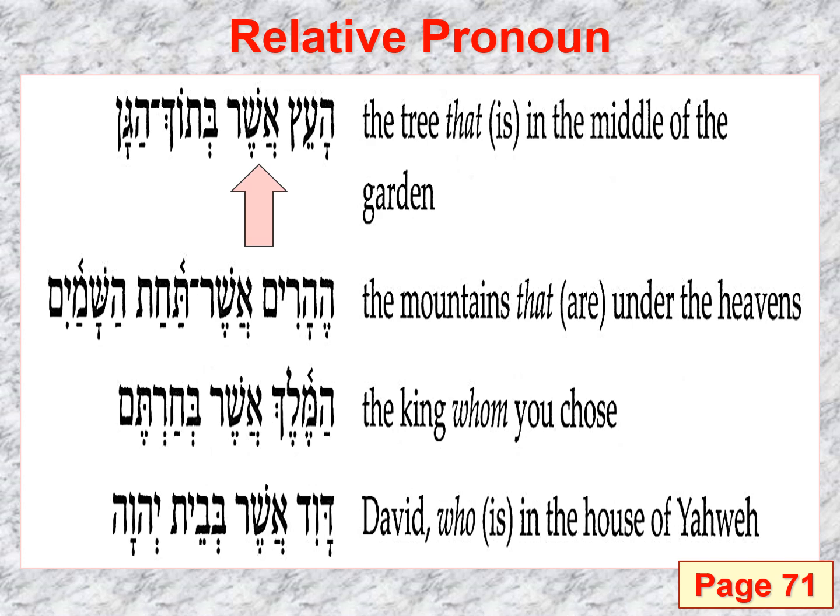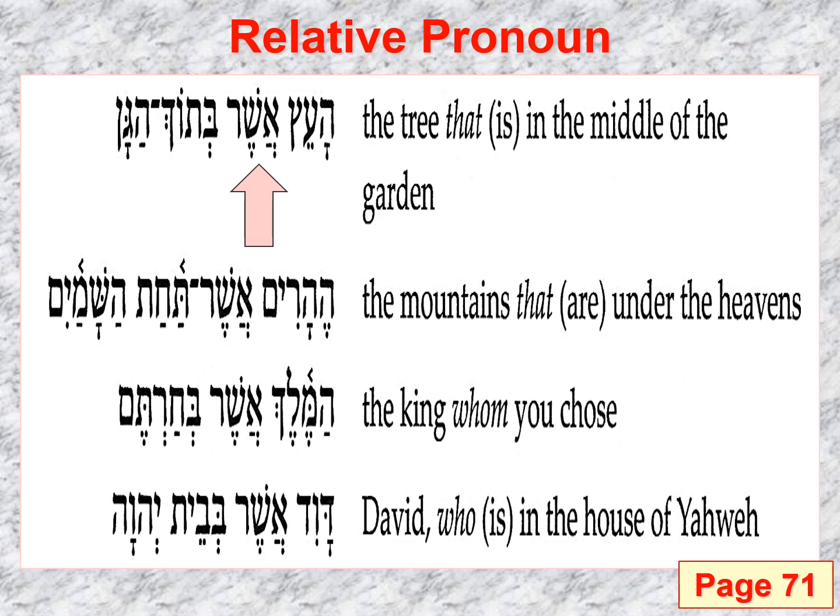Asher tahat. The ones that are under, and then we have hashamayim, the heavens. So we've got the relative pronoun attached to a preposition and then followed by the noun with a definite article.